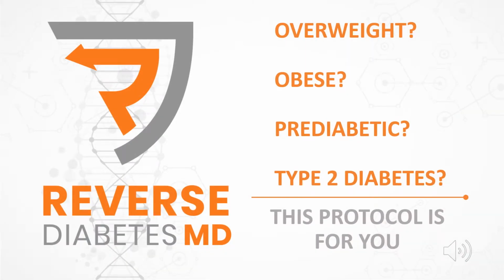If you are overweight, obese, pre-diabetic, or have type 2 diabetes, this protocol is for you. Only 12.2% of American adults are now metabolically healthy. 86 million adults in the US have pre-diabetes, and 70% of these individuals will eventually develop diabetes. Being overweight or obese is the main factor for progression to diabetes.